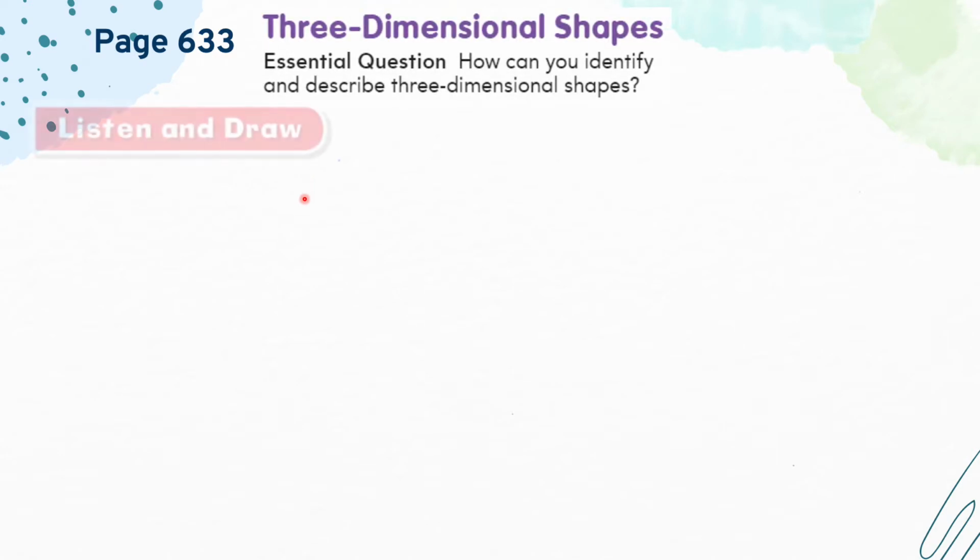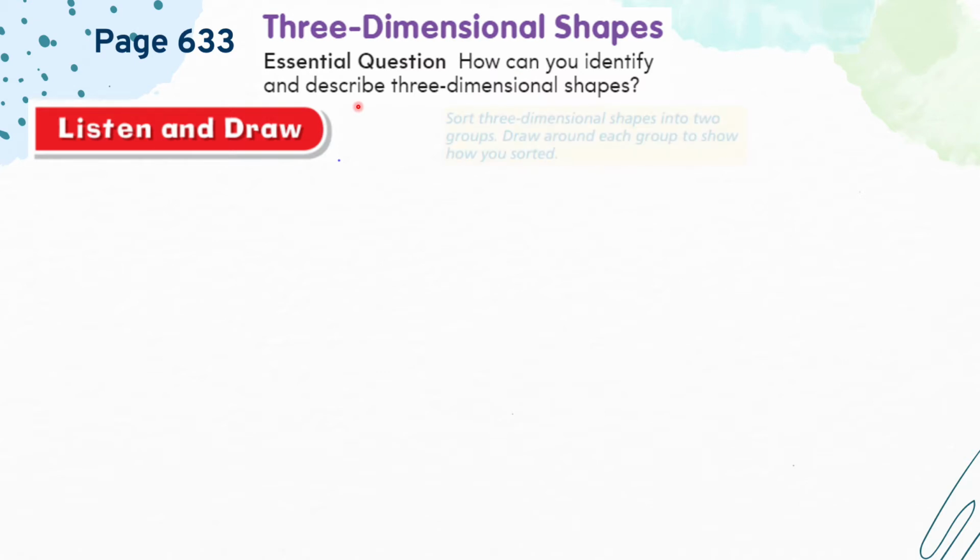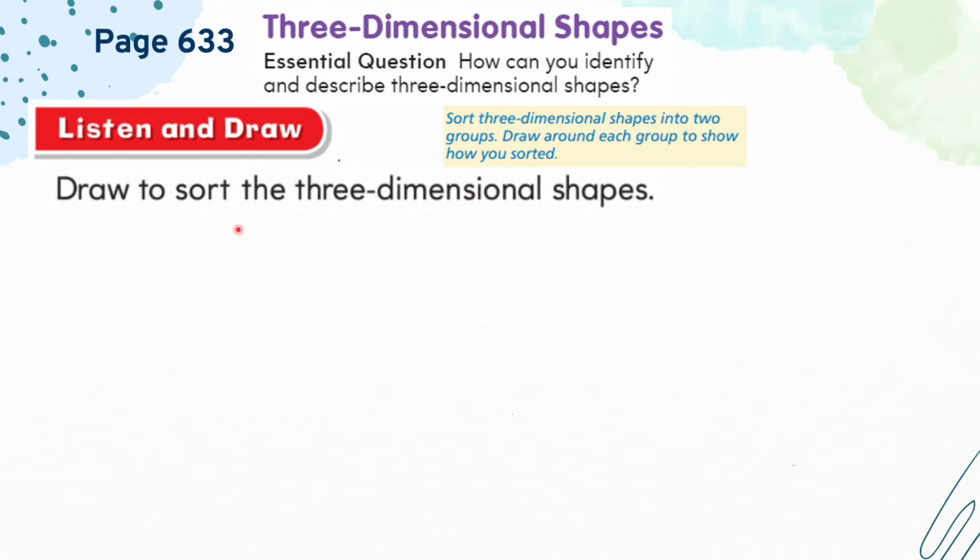Make sure you have your chapter 11 with you. Once you have your chapter 11, open it on page 633. Let's look at this listen and draw question. Three-dimensional shapes. Essential question: how can you identify and describe three-dimensional shapes? Let's look at the question. Sort three-dimensional shapes into two groups. Draw around each group to show how you sort it. Draw to sort the three-dimensional shapes.